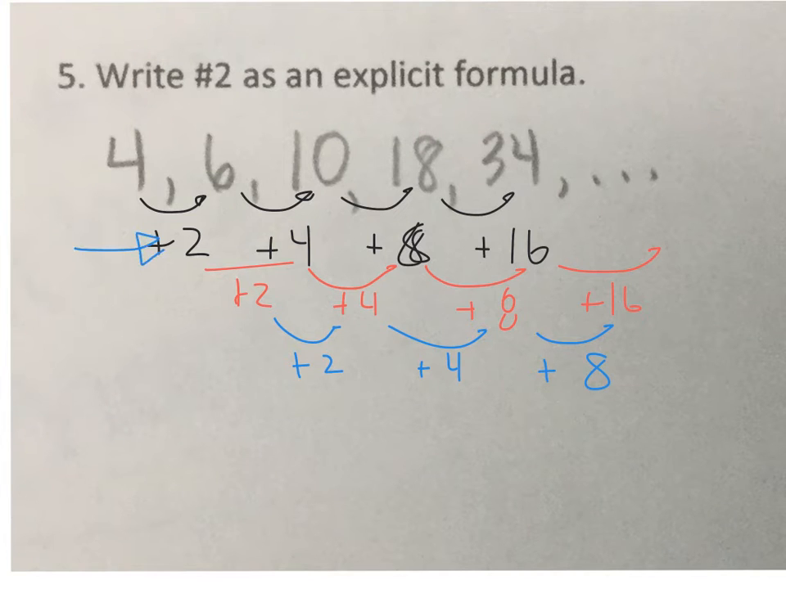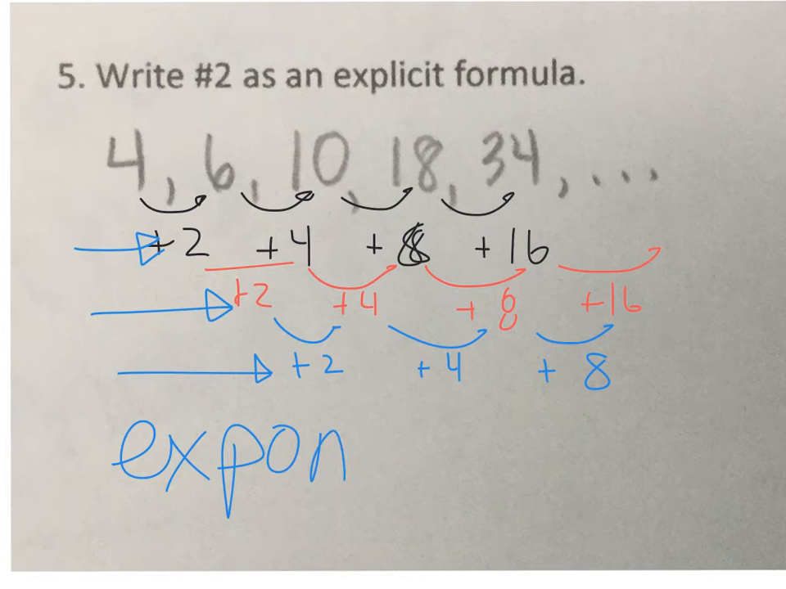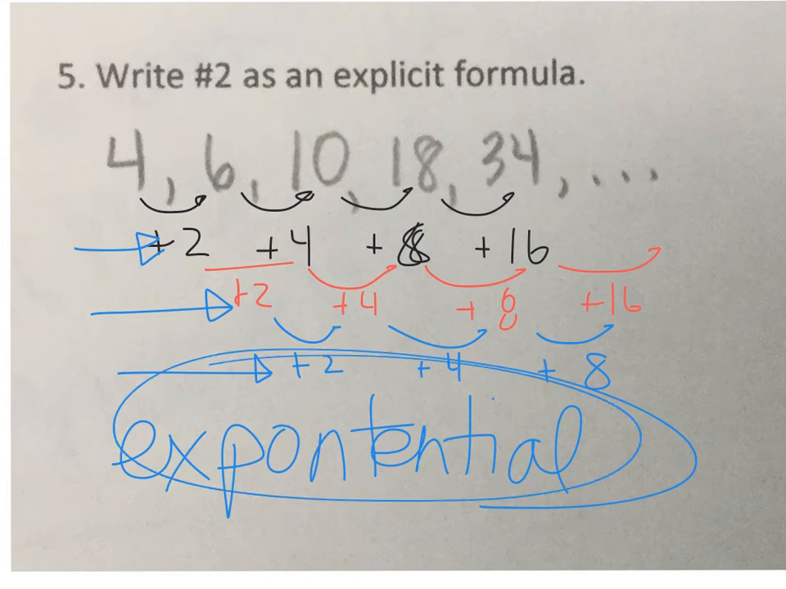Plus 2, plus 4, plus 8, plus 16. Plus 2, plus 4, plus 8, plus 16. Okay, and this is going to continue on forever. Exponential is the type of equation that we're going to have that follows this pattern of the same adders over and over and over again. And you're never going to get anything that's constant.